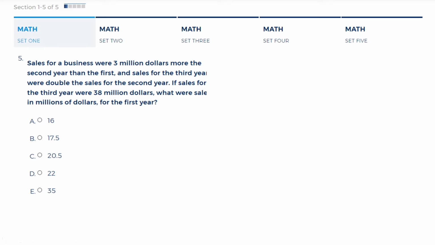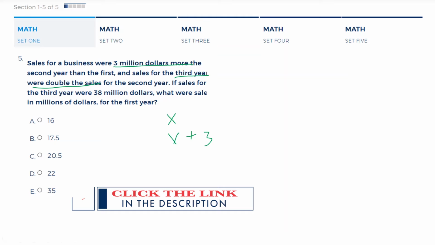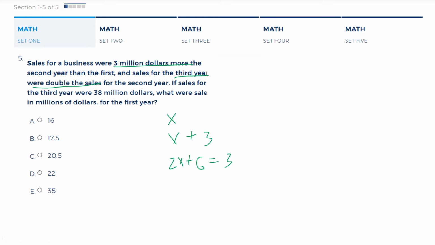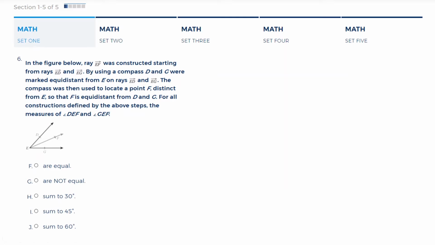Sales for the business were $3 million more in the second year than the first year. Alright, so first year is x, second year is x plus 3 million. Sales for the third year would double the sales for the second year, so it's 2x plus 6. Now the sales for the third year were 38 million. So x is equal to 16. Boom, 16. A.